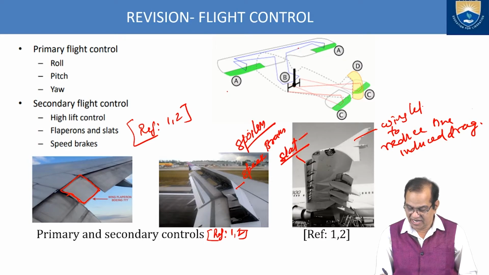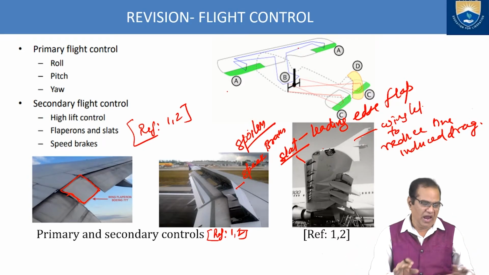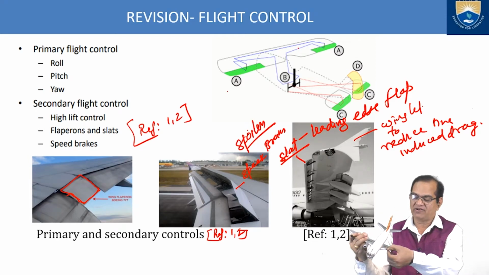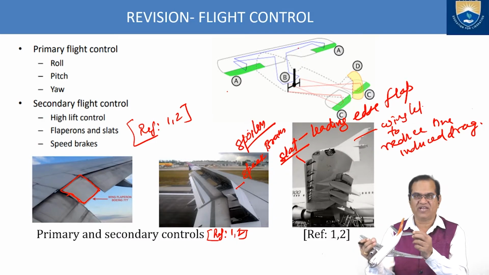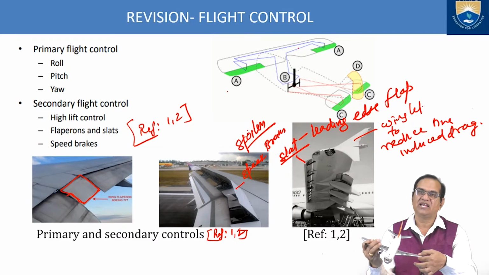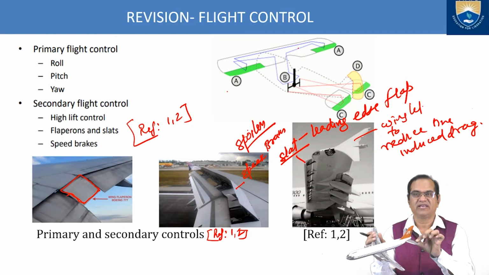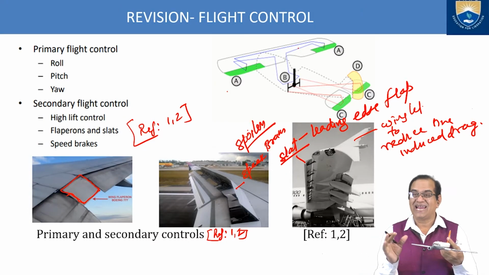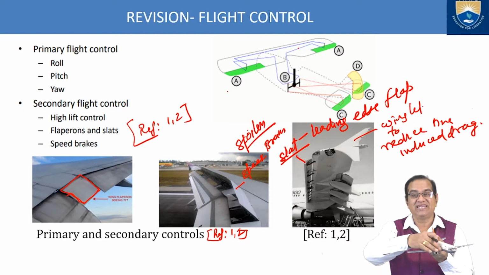A slat is a leading edge flap, the other name being leading edge flap. These are extended out as and when required. What is the leading edge? The front part of the wing, or the front part of any airfoil, is called the leading edge, and the back part behind it is called the trailing edge. So the slats are put at the leading edge of the wing.